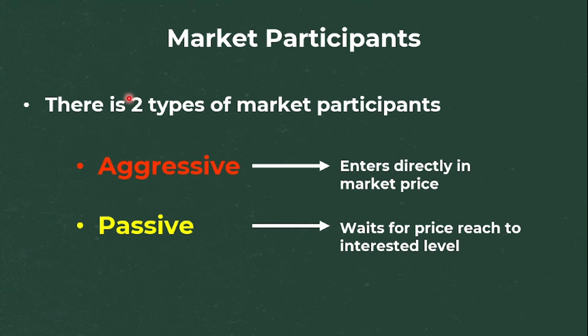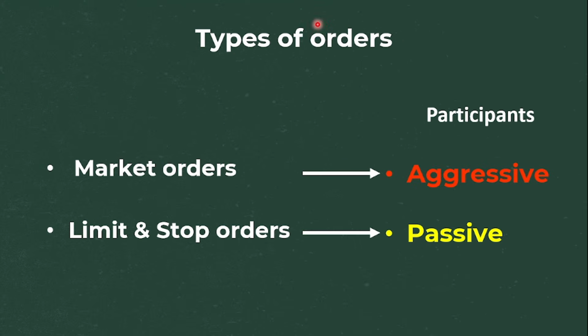Before we understand everything, we have to understand the first two basic concepts of order flow, along with the market participants. There are two types of market participants. The first one is the aggressive market participants. They enter directly at the market price, giving market orders. The second is the passive market participants, or passive market makers. They wait for the price to reach an interesting level, putting their limit orders on both sides.